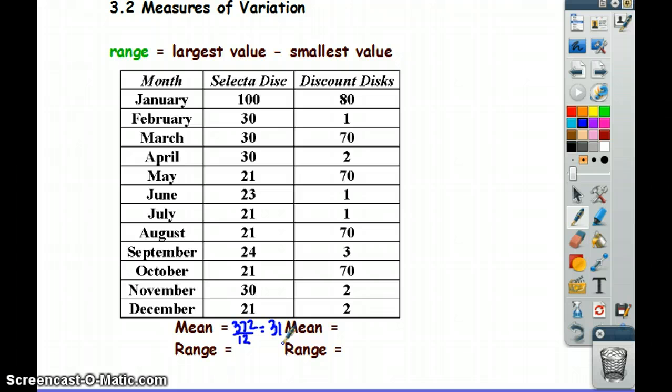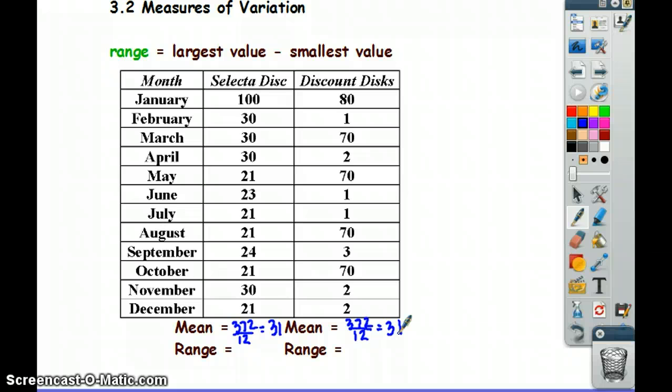Let's find the mean of the discount discs. Once again, I would take all these and add them up. I've already done the work. When I added all these up, I got 372, which divided by 12 is going to give us 31 again. So these two sets of data have the same mean.